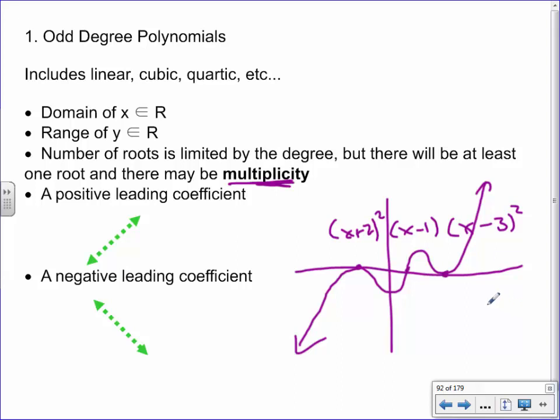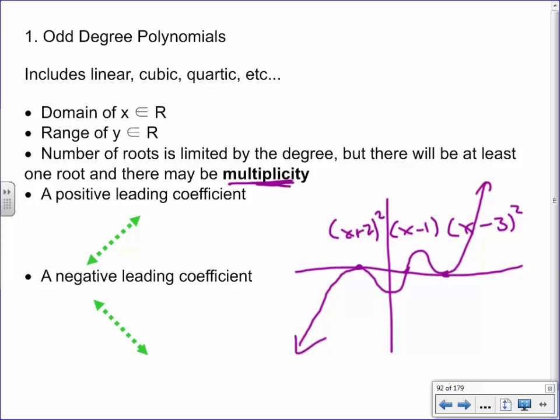The terminology we use then is if it just barely grazes the axis, we call those multiple roots, or we use the word multiplicity. So this one right here has a multiplicity of 2. This one has a multiplicity of 1 because it went right through. And this one right here has a multiplicity of 2 as well.